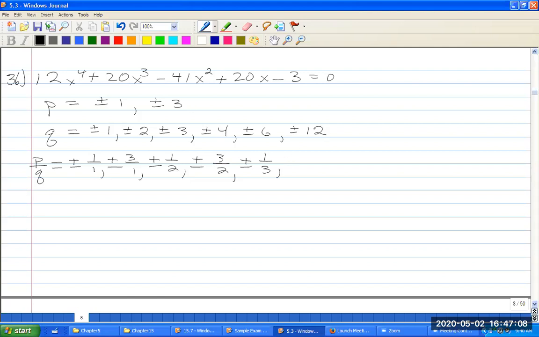Divide everything by 4, 1 over 4, 3 over 4, divide everything by 6, 1 over 6, 3 over 6, well, I don't need that one, that reduces. And then 1 over 12, 3 over 12 reduces, so I don't need that one. So I have 1, 2, 3, 4, 5, 6, 7, 8, 9. So 18 numbers to look at. So let's do synthetic division.